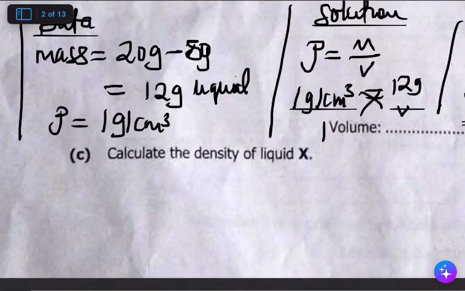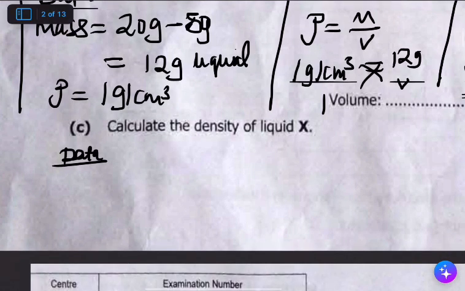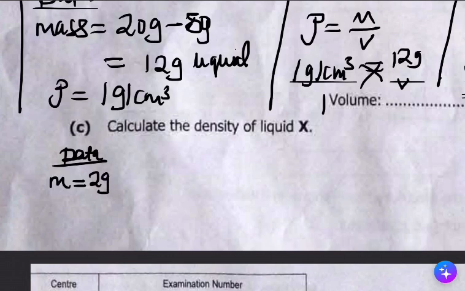So in data collection, we state mass. We start with mass. Mass will be equal to 25 grams. Let me try to write 25. So we have 25 grams minus 8 grams, which will give us 17. So we have 17 grams as the mass.